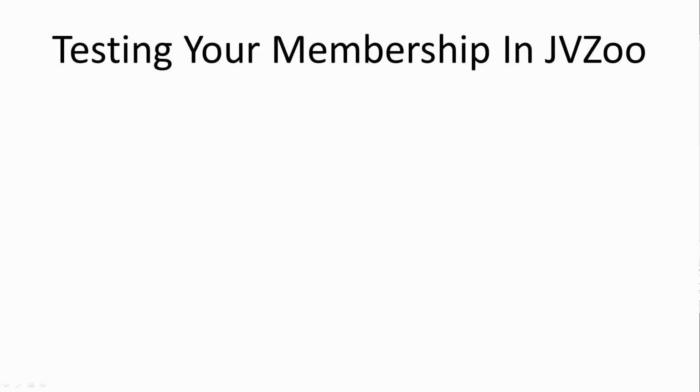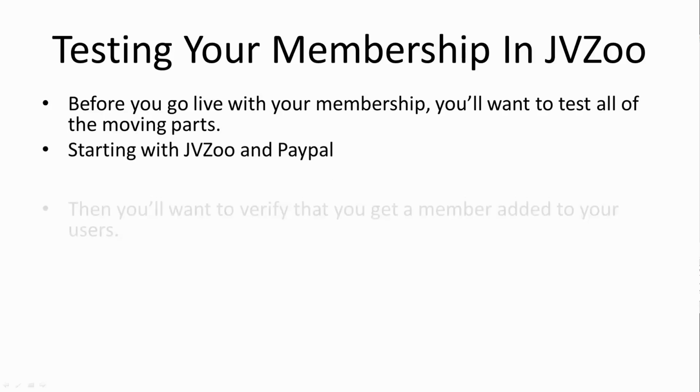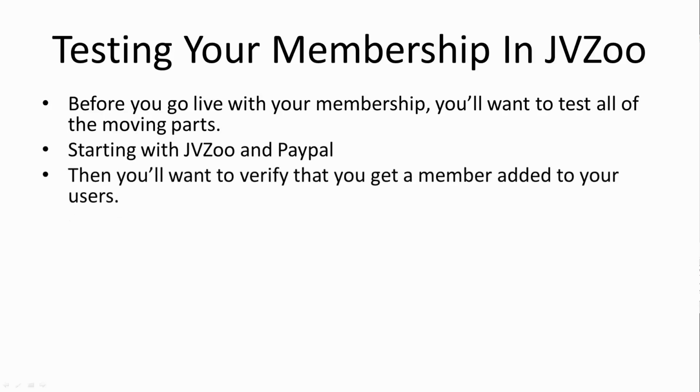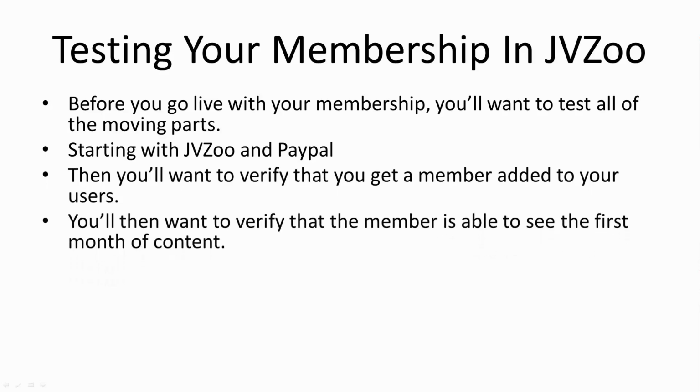Welcome back. Now in this video, we're going to be talking about testing your membership in JVZoo as well as in your WordPress installation. Before you go live, you'll want to test all of the moving parts of your membership. You're going to start with JVZoo and PayPal, and we're going to show you how to do that in a minute. You're also going to want to verify that you get a member added to your user section.